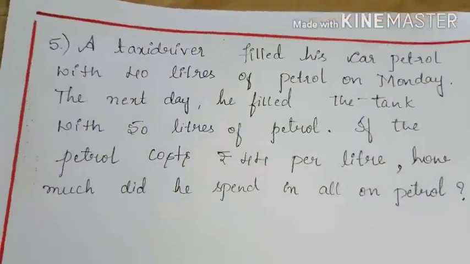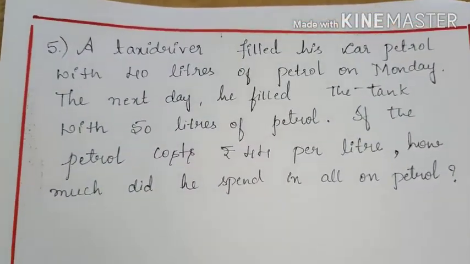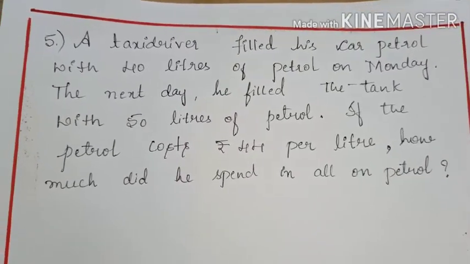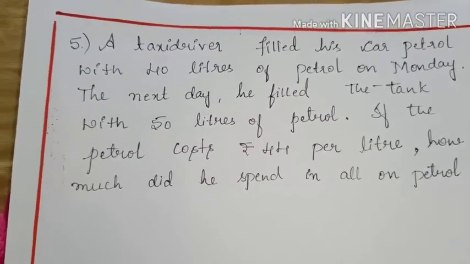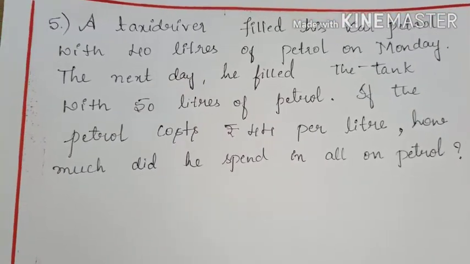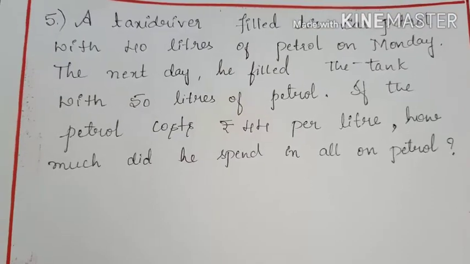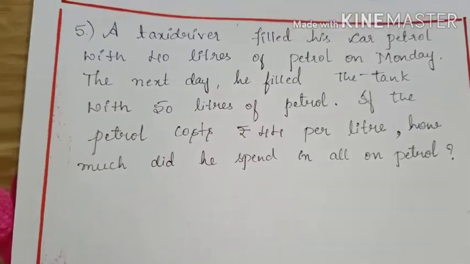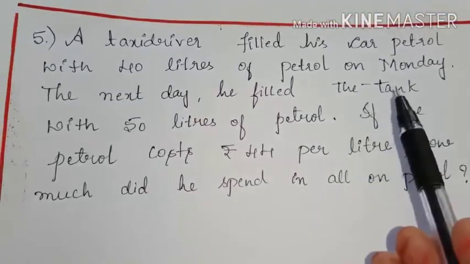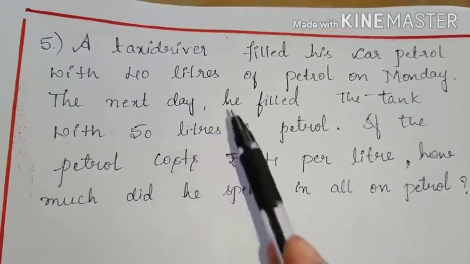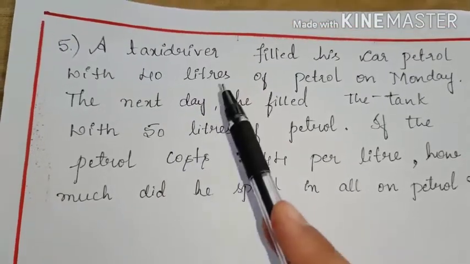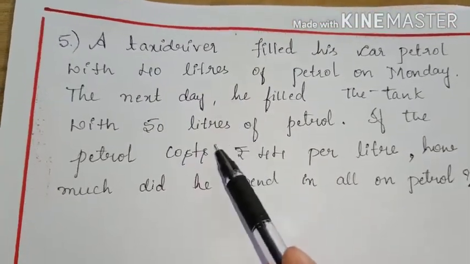Let us move on to question number 5. A taxi driver filled his car with 40 liters of petrol on Monday. The next day, that is Tuesday, he filled the tank with 50 liters of petrol. If the petrol costs rupees 44 per liter, how much did he spend in all on petrol? So on Monday he filled his car with 40 liters. The next day he filled 50 liters. Two different quantities, 40 liters and 50 liters.